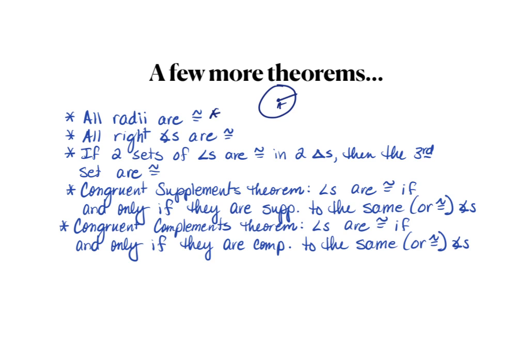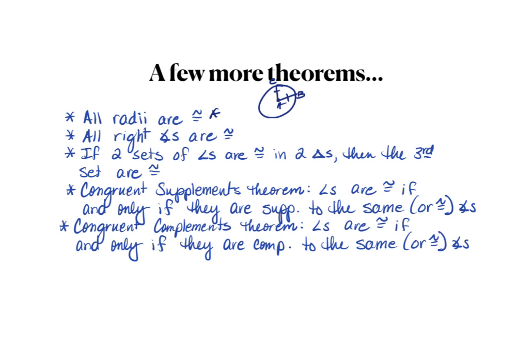If I know the length of AB, I know that the length of AC is the same. And the reason is all radii are congruent. All right angles are congruent. Obviously, if I have two right angles, clearly they must be congruent.